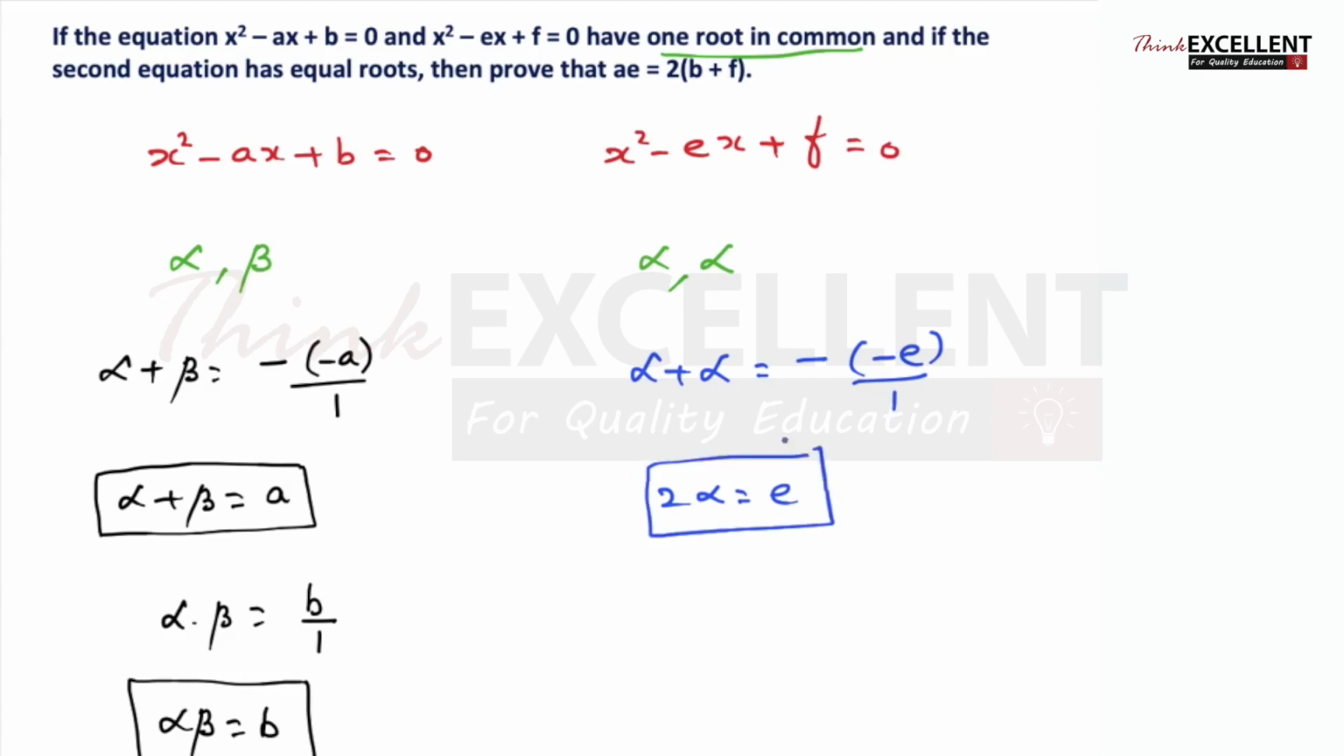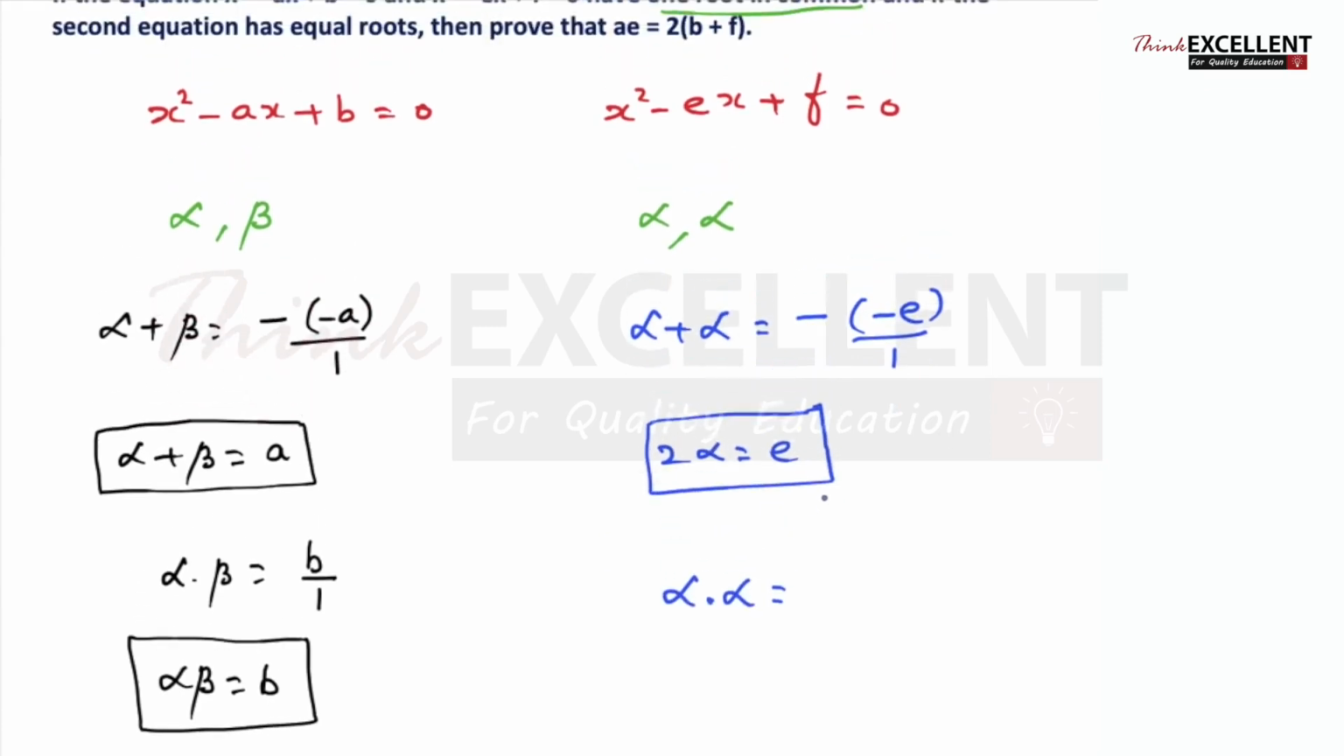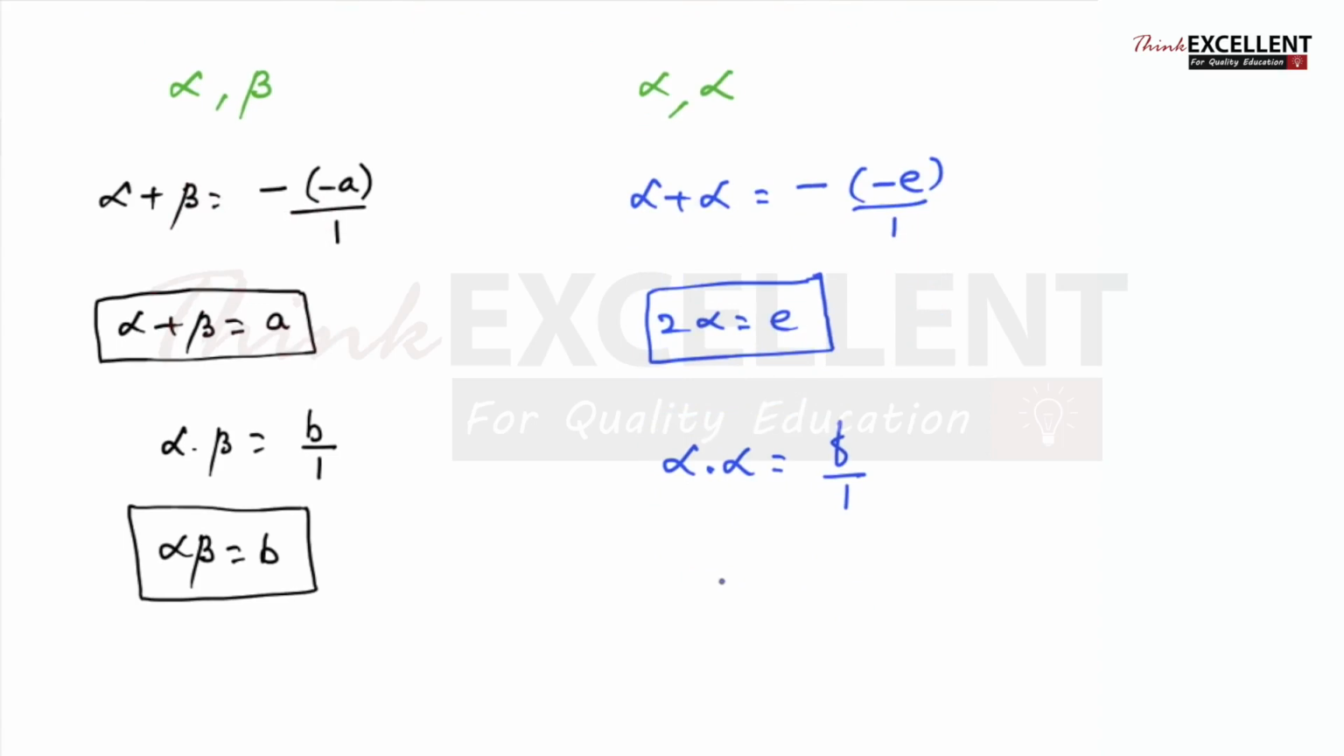Now there also you find the product. Product means you multiply alpha into alpha, equal to c by a. C means the constant. Here the constant is f, by a value 1, since the x square coefficient is 1. So you are getting alpha square is f. Alpha square is f. Okay, 4 values you got.